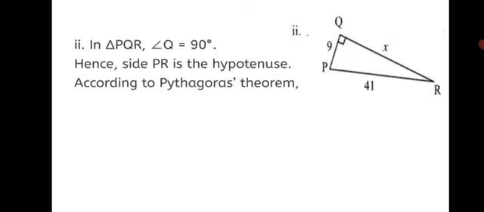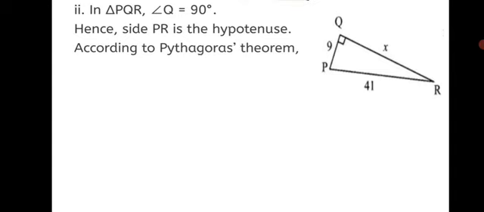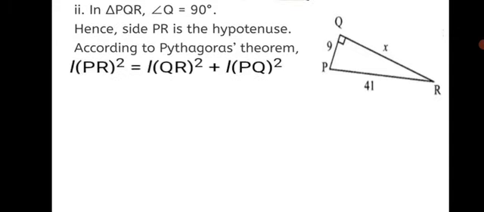Second sub question. You can see in this figure triangle PQR, angle Q is a right angle. So in triangle PQR, angle Q is equal to 90 degree. First statement. Hence, now the hypotenuse we have to see. Hence, side PR is the hypotenuse. Now we will take the statement according to Pythagoras theorem. PR square is equal to, let's write it down. Length PR square is equal to length QR square plus length PQ square.